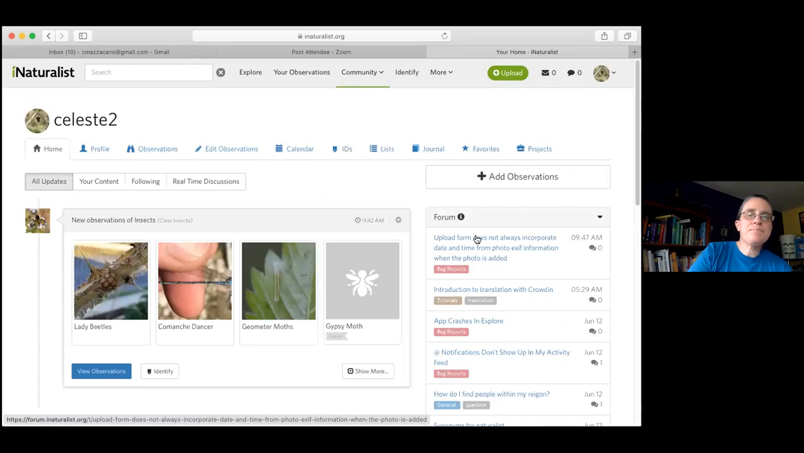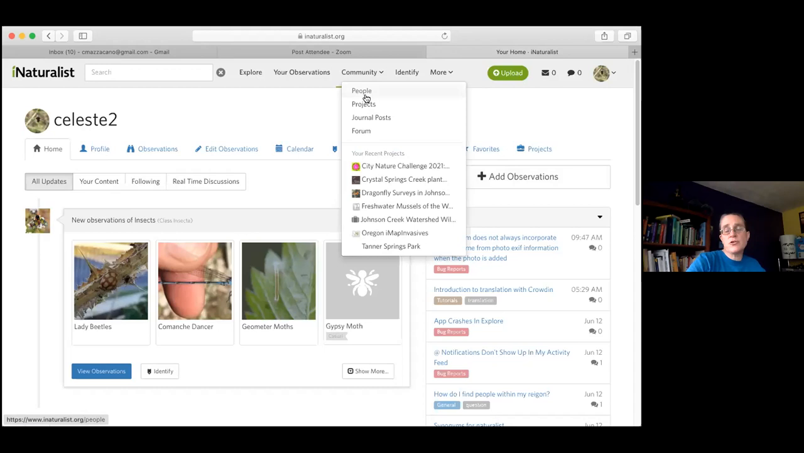So I have been using this for some time. I just hit my 1,000th record a couple of days ago. What you are going to want to do after you create your account is go over here to the community tab. You can see it says people, you can search for users, projects, journal posts, and forum. And this down here shows you the projects that you actually have signed on to. You can see that I'm on quite a few.